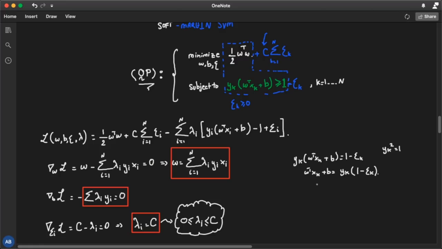Then b is yk times 1 minus psi k minus w transpose b. Okay, and of course you can average over all instances, as we did in the hard margin SVM, to achieve a more robust estimator of b as such, minus w transpose b.